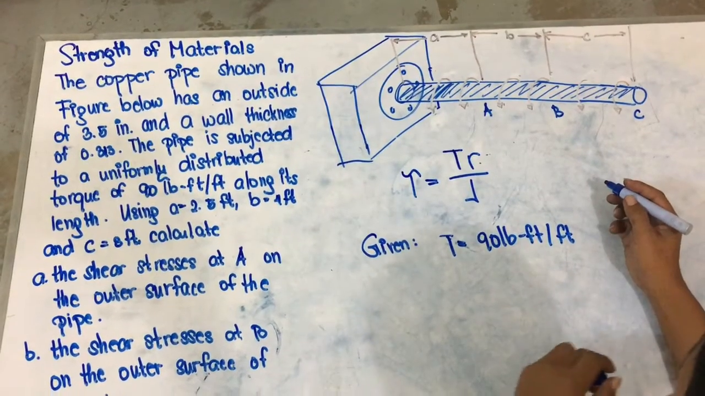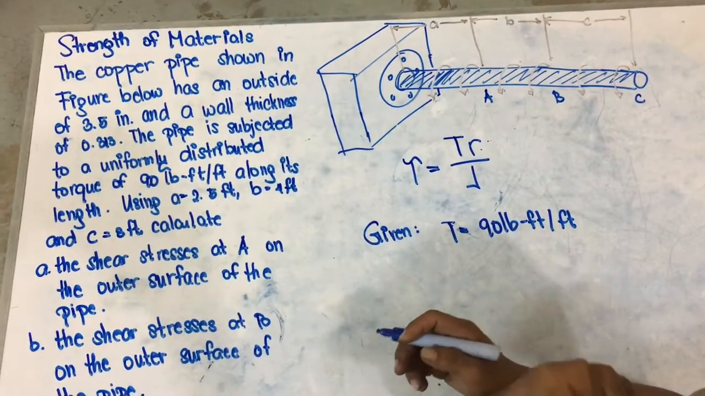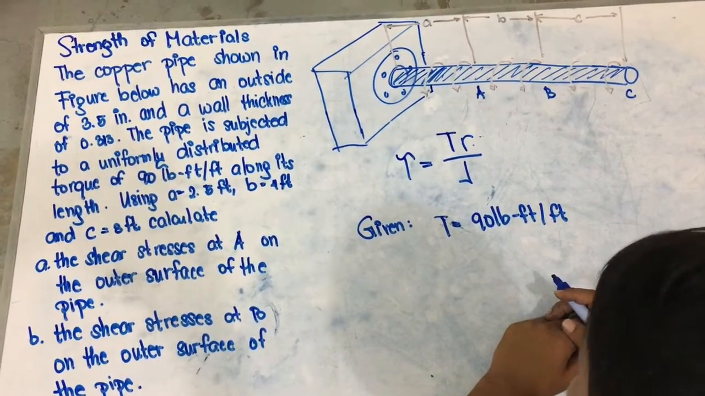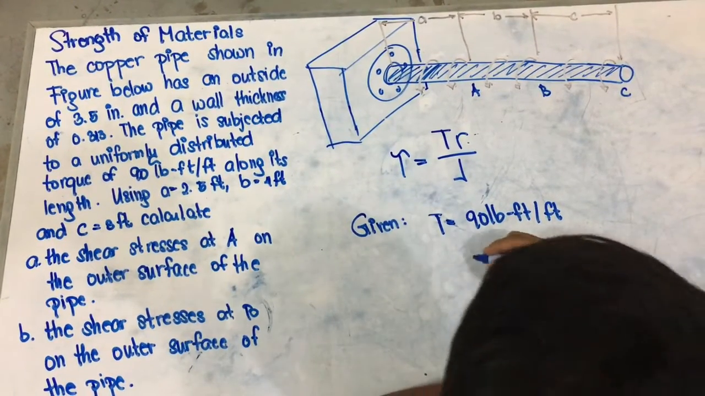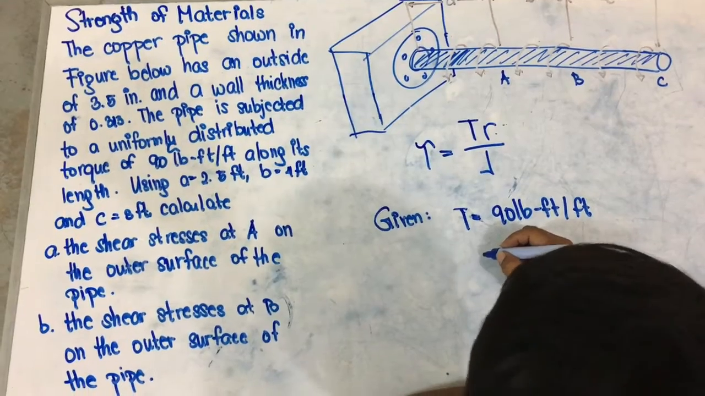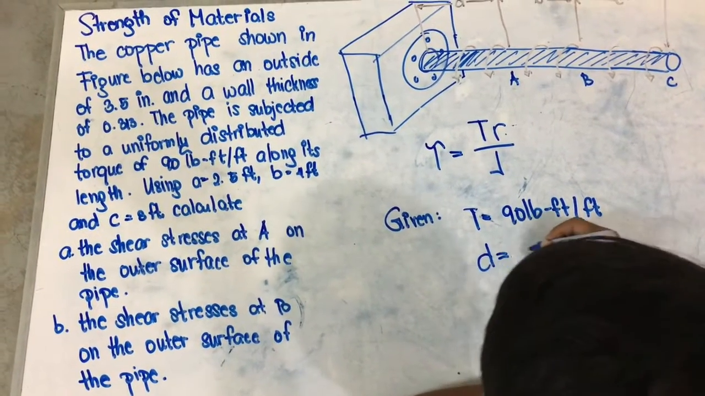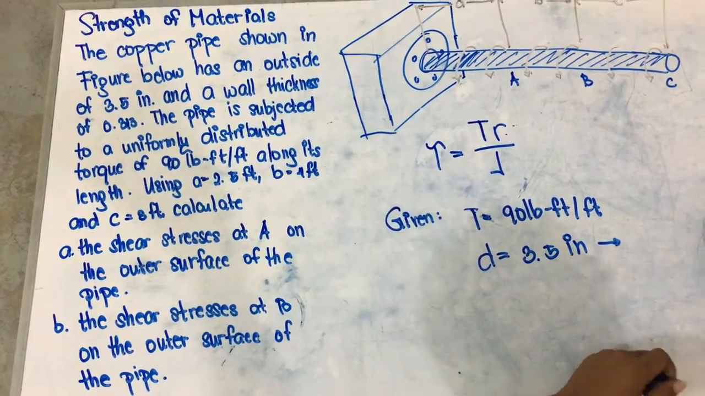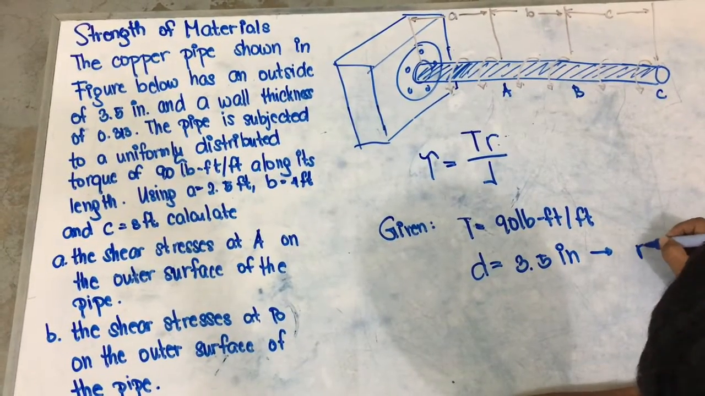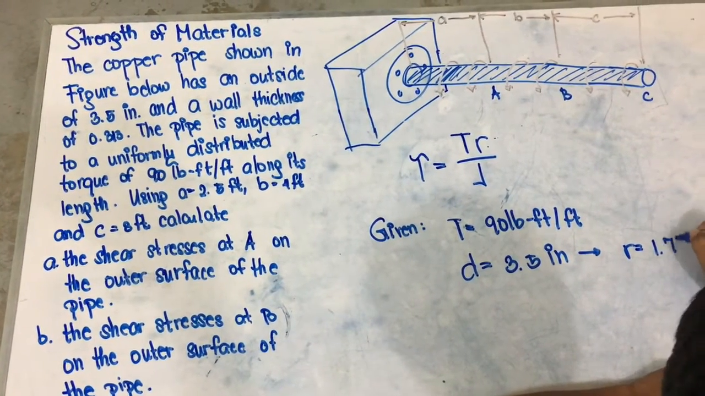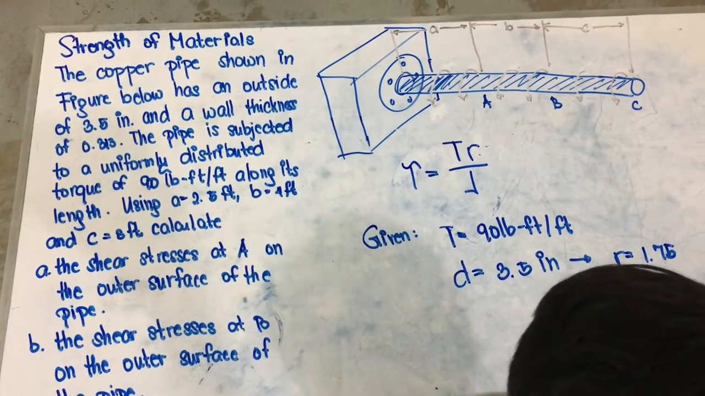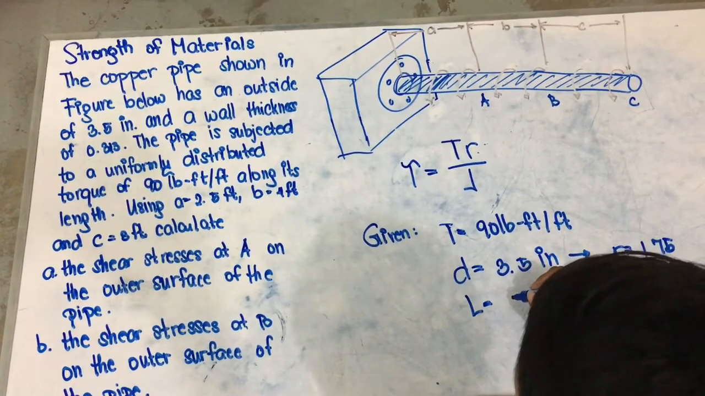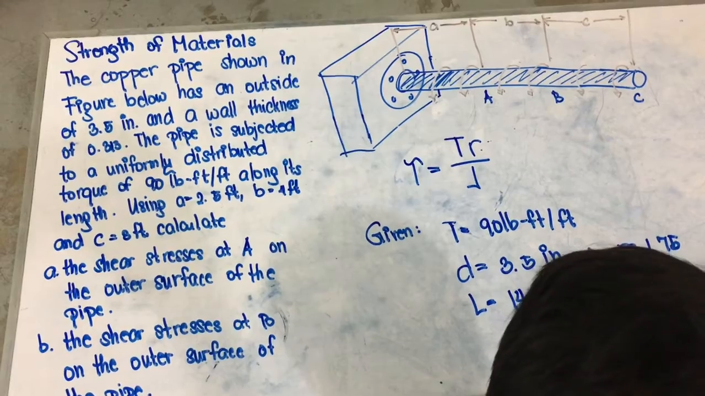But this torsion is not a single torque; it is uniformly distributed. Try to think of a cantilever beam being applied a uniformly distributed load, like this. Next is the radius, but the radius is not given; instead the problem gave us the diameter, which is 3.5 inches. The radius is just 1/2 of the diameter, so the radius is equal to 1.75. Also, the given length is a total length of 2.5 plus 4, which is 6.5, plus 8, which is 14.5 feet.